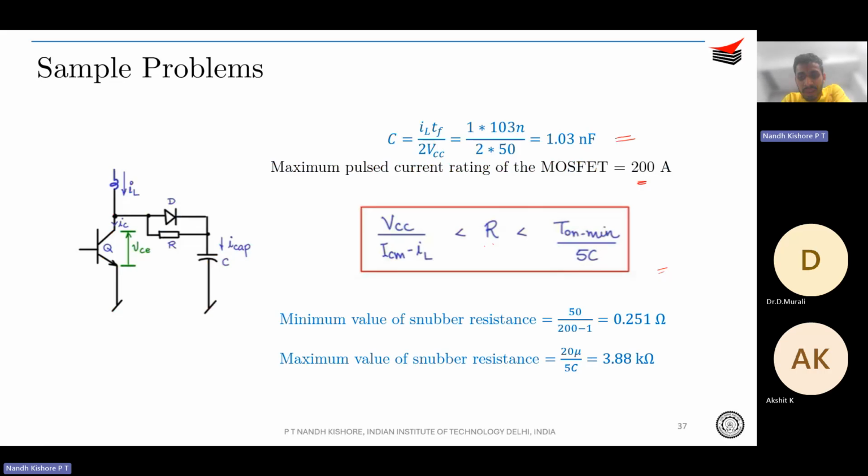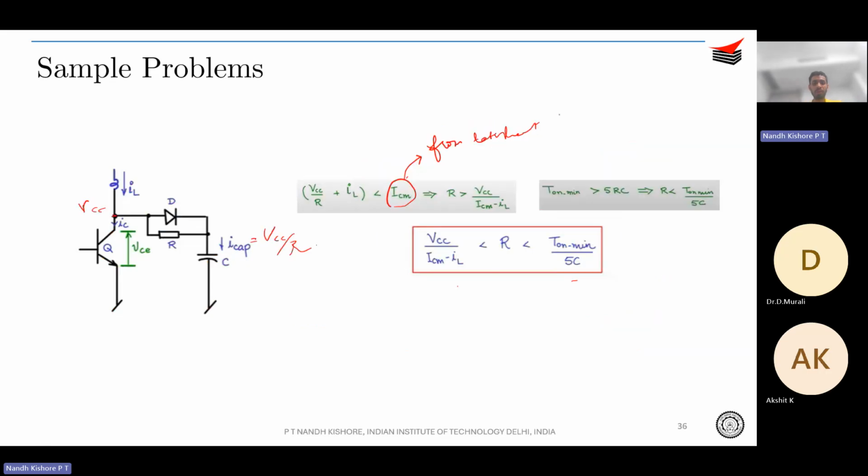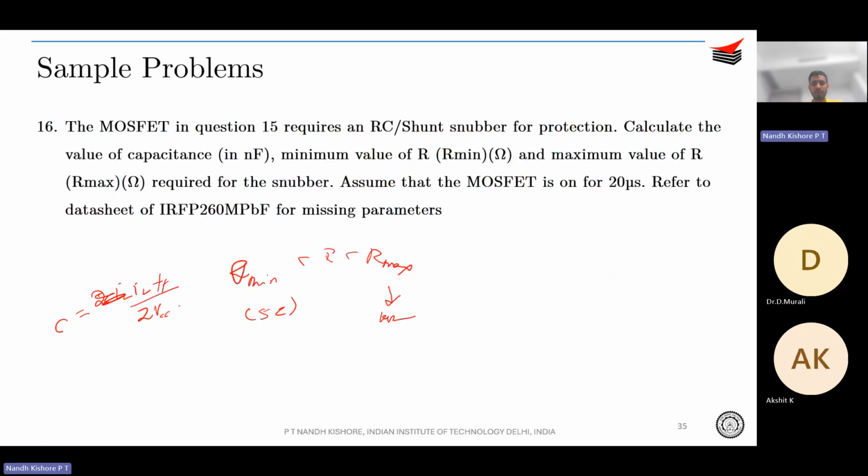So the minimum value for snubber turns out to be 50, which is your VCC, divided by ICM, your pulse current rating, and IL is 1 ampere given the problem. Okay. And similarly for maximum also 20 micro, again given in the problem, divided by 5 into C, your C is 1.03 nanofarad, right? Again, it's a direct substitution, right? You can understand it's a direct substitution.